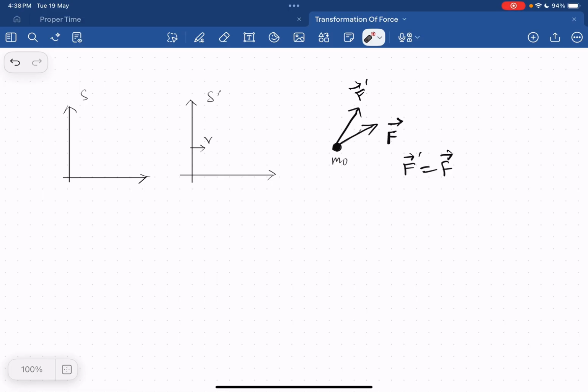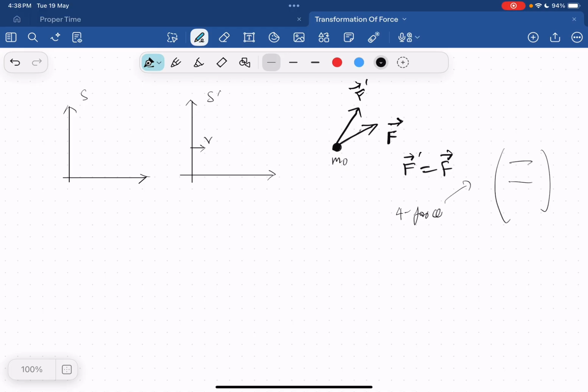But before we do that, we will discuss some prerequisite concepts that will lead us to the concept of what is called four force. The three force, that is the ordinary force vector that we are familiar with in three dimensions, will be just three components of this four force, and the first component will be something else that we will see what it really is.